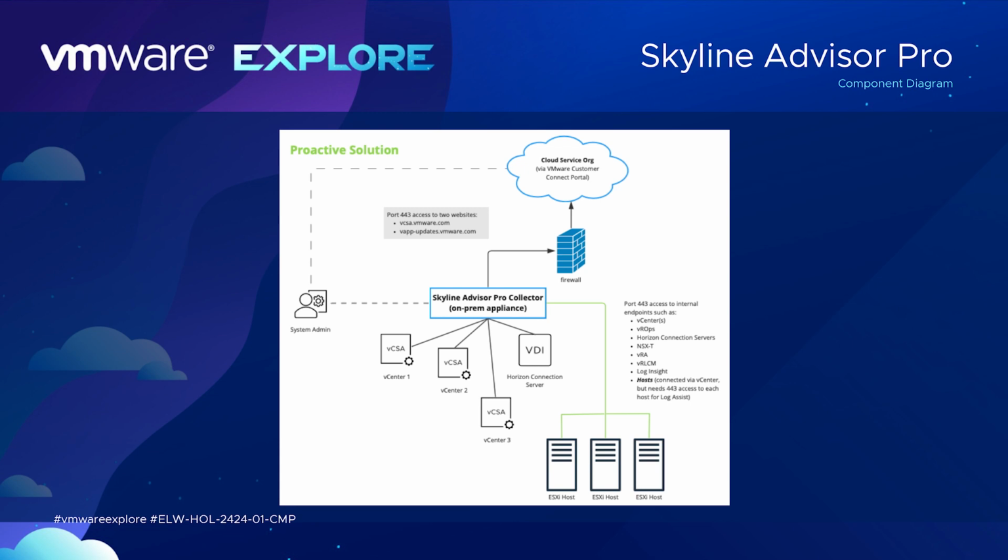This is just a quick diagram to show you how Skyline Advisor Pro works. Like I mentioned, we've got an on-prem appliance. It needs 443 access to 2 websites, and you see those listed there in that gray box at the top. That is what allows it to pull those updates and allows it to use Log Assist. So we'll talk about Log Assist too, where whenever you open a support request with VMware support, one of the very first things they tell you is, hey, we need you to upload logs. With Log Assist through Skyline, yes sir.